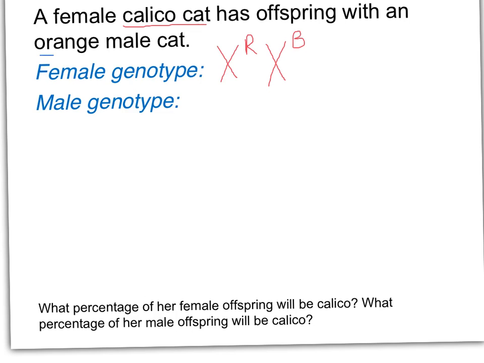The male is orange. So he's going to have an X chromosome, right? That's the big one. And it's going to have an orange allele, and then he's going to have the Y because he's a boy. And the Y does not have any color determining alleles on it whatsoever. So we're just going to write the Y. Draw out my Punnett square.